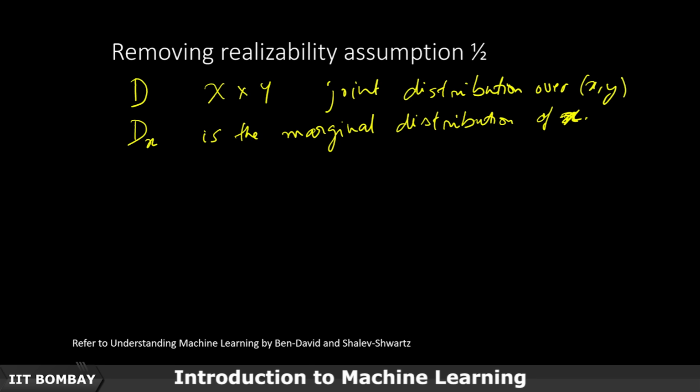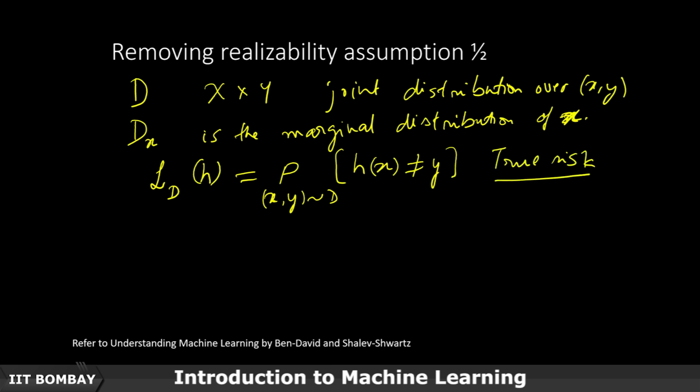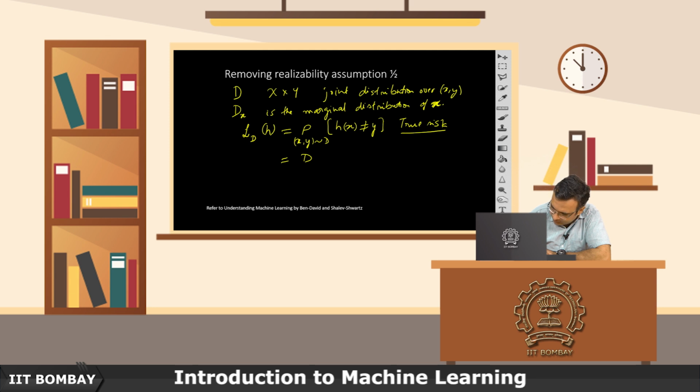Okay. So now we redefine the true risk. Now we don't have an f, we have a joint distribution D. So this is going to be the probability of (x, y) being drawn from D such that h(x) is not equal to y. So this is the true risk. From the distribution D we draw (x, y), and this is the probability that h(x) is not equal to y.